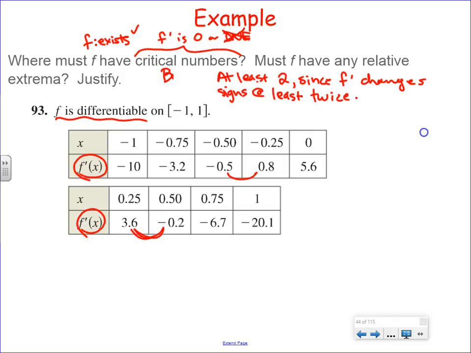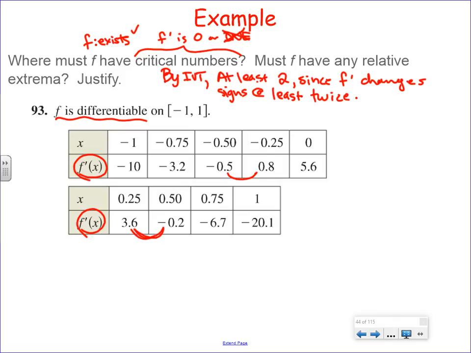I'm going to tack this onto the beginning, that's where I should have started. By IVT, f must have critical numbers at least 2 different times, since f prime must equal 0 at least 2 different times, since f prime changes signs at least 2 different times.